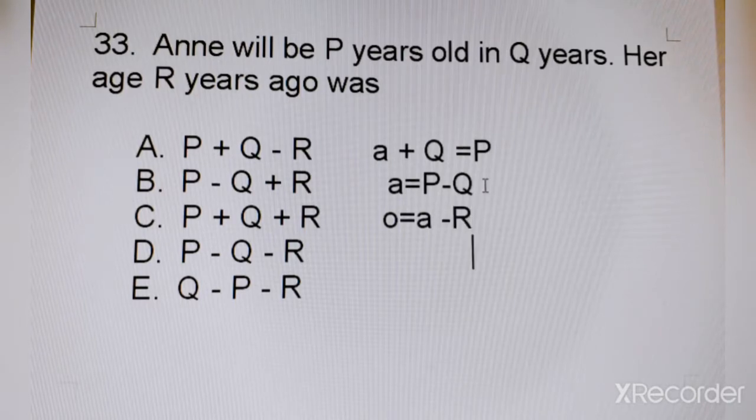Right? Then, substitute A in your first equation. So, A is equal to P minus Q and then minus R. So, the age of N R years ago is represented by P minus Q minus R, and it's letter D. So, letter D is the correct answer.